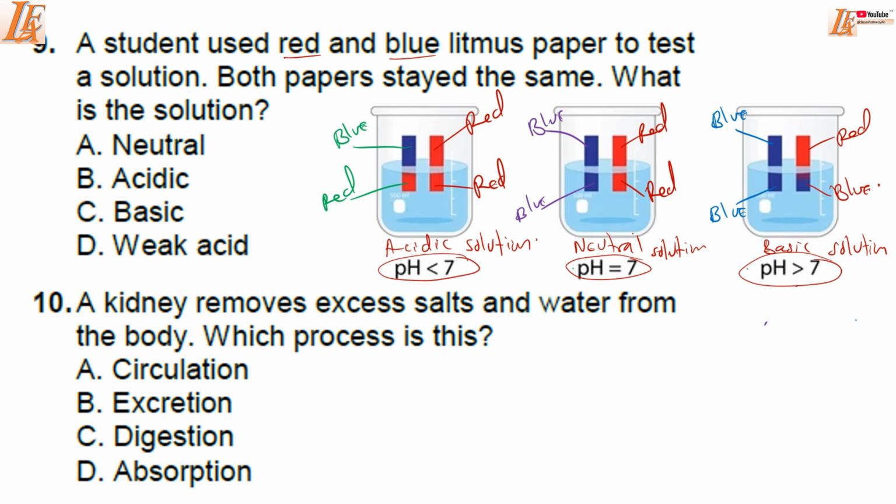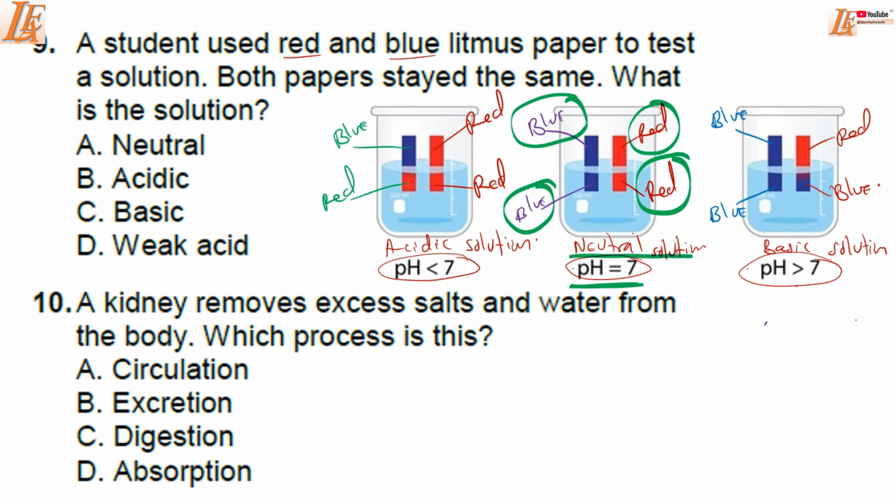Now the question was, this student tested using a red and blue litmus paper, and the two papers remained the same. On the screen here you can see the condition where the two papers remain the same is where we have a pH value of 7, and we have called it a neutral solution. The blue litmus paper has remained blue, red has remained red.